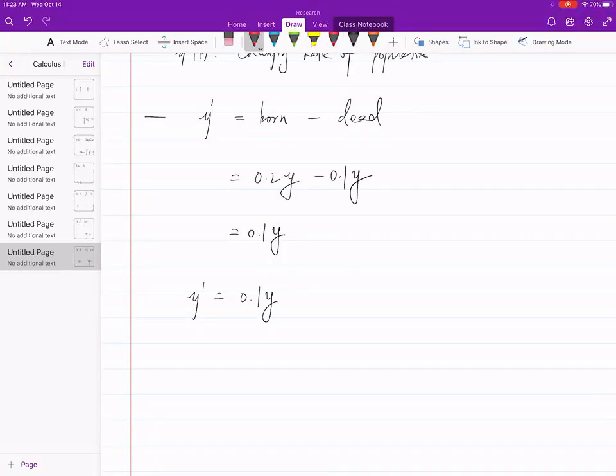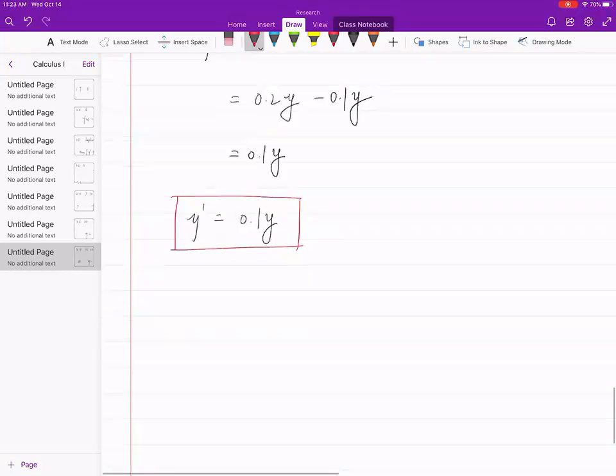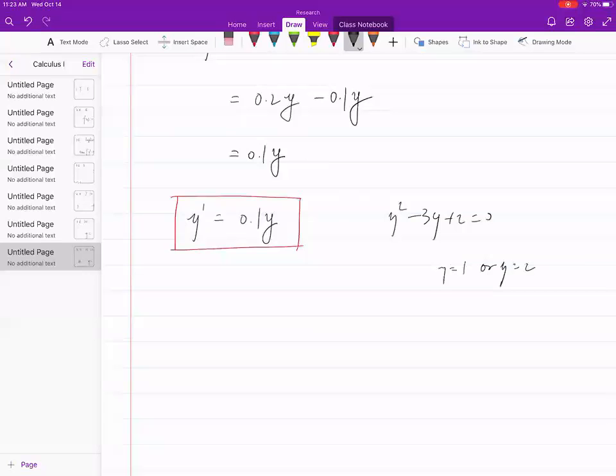Every time you have an equation, you can solve it. Right? So what is this equation? Let's take a look. This equation is something we had before. y squared minus 3y plus 2 equals 0. We solve it. We have y equals 1 or y equals 2. That's some equation we had before, but this one is different. This one has a derivative involved, so we call it a differential equation. That's number one.